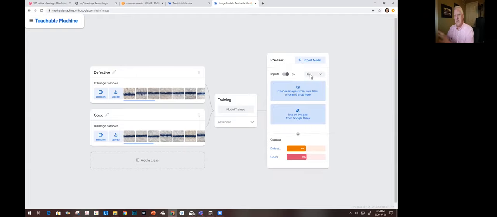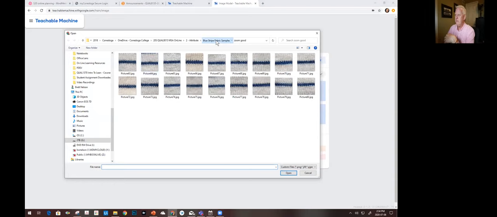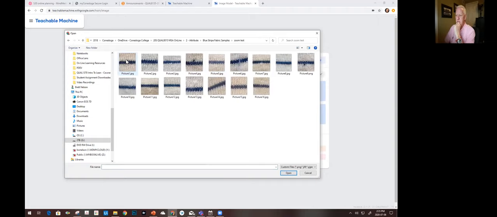You can do the whole thing based on webcam images, or you can do it based on stored images. So I'm choosing to use this using stored images. So I've made sure that the input is on and set to file. And so now I can choose from my test images, any of my images. There's one that looked good.